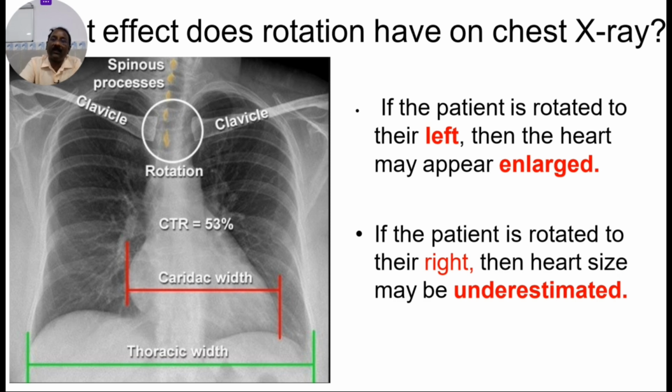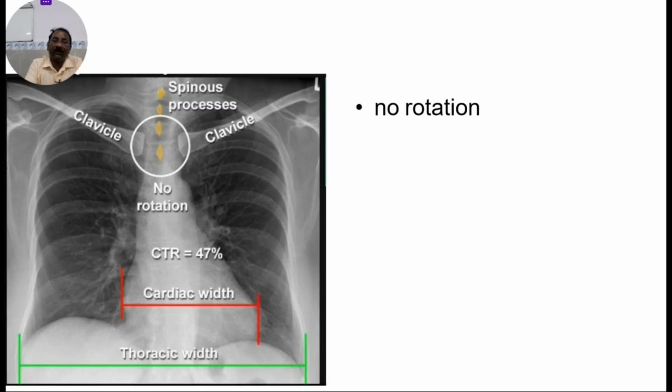If the patient is rotated to their left, then the heart may appear enlarged. If the patient is rotated to the right, then the heart size may be underestimated. So this is also very important. See the apparent cardiomegaly here, because of this rotation. The cardiothoracic ratio here is 53%. In the same patient with no rotation of the film, the cardiothoracic ratio is 47%. So the normal is less than 50%. This is very important.